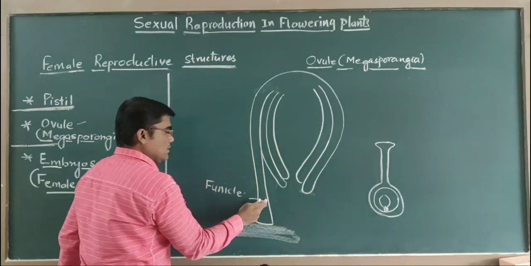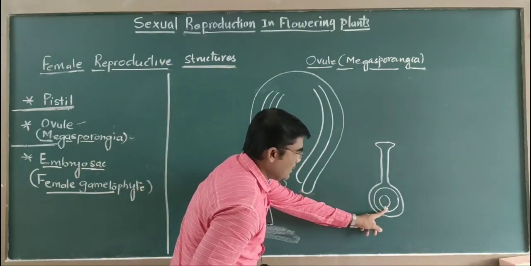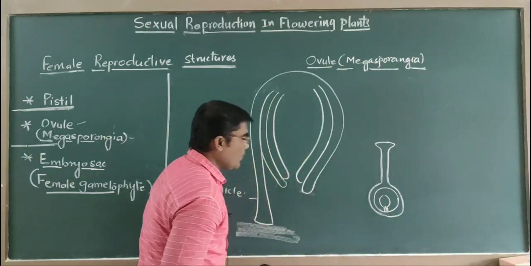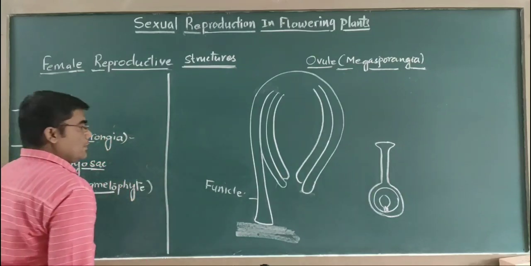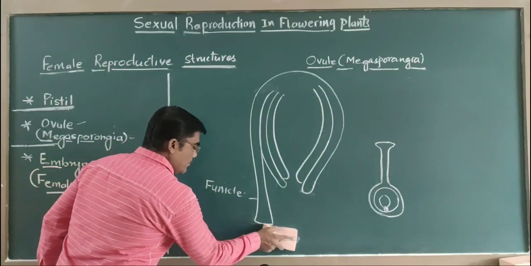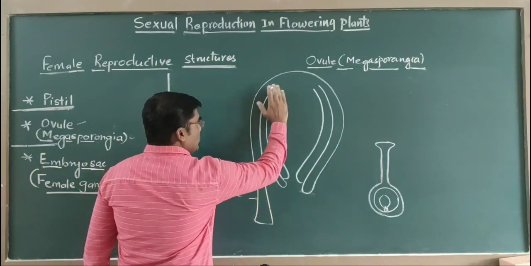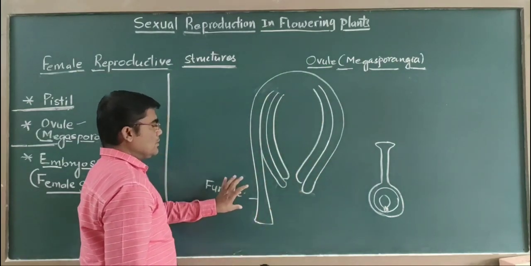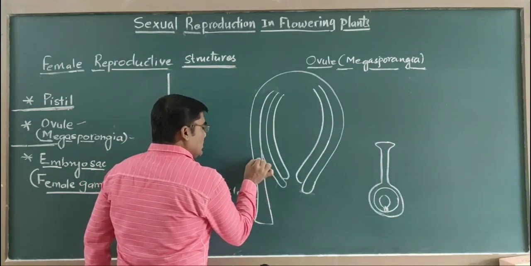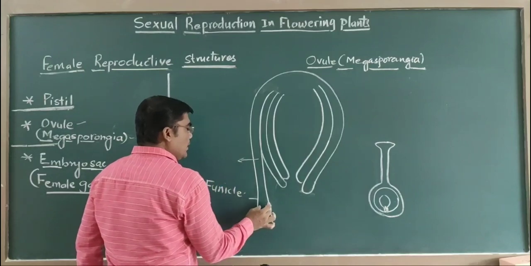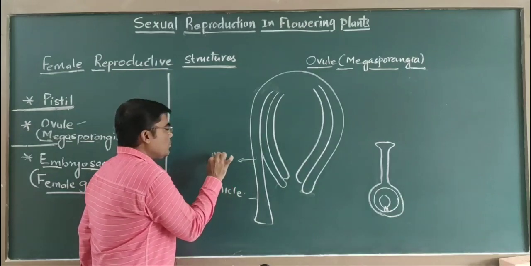In this position, the stalk of the ovule, funicle, is helpful for the attachment of ovule to the placenta, and further placenta connected to the ovary. So this is funicle. After this, stalk is connected to the body of the ovule. This is the funicle. Now here, this is the area where the funicle is connected to the body of the ovule. This position is said to be hilum.